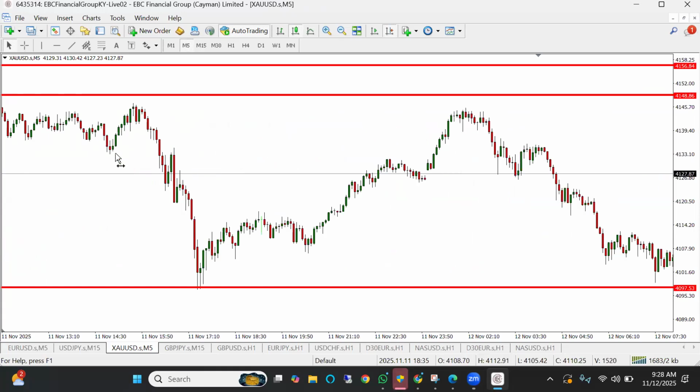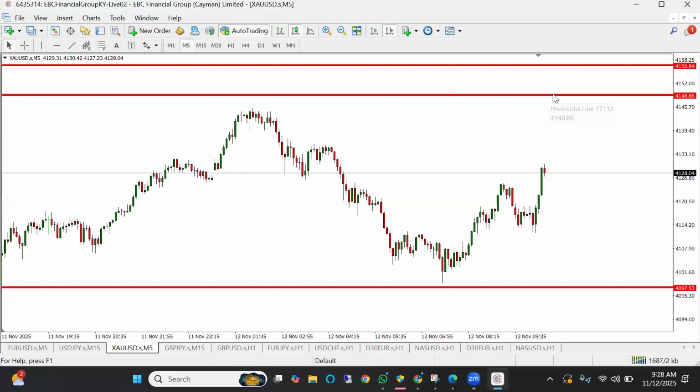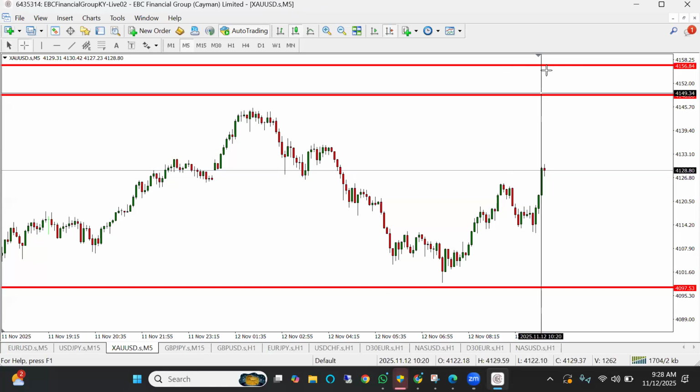Let me just make it simple. If price gets here and then you see a bearish candle, a red candle, after the green candle has tried to break it, and you see a red candle closing below this point, then you go for your sell. You go for your sell instant order. Your stop loss is at 4156.84. So you are risking around 76 pips to make around 506 pips.